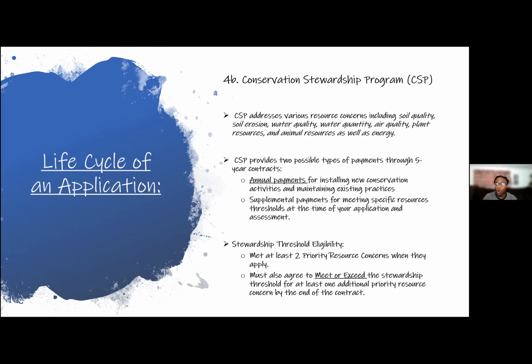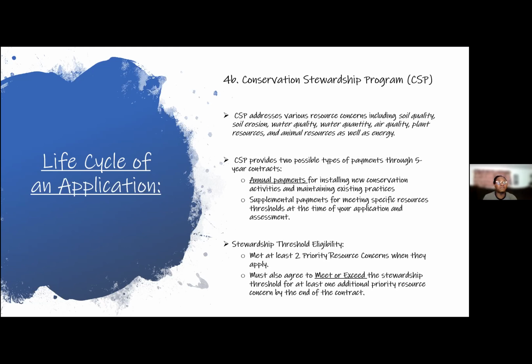So it could be soil quality, erosion, water quality, air quality, your plant resources, wildlife resources or livestock resources, energy. It could cover, I think, about 11 or 12 resource concerns established or recognized by NRCS. So CSP provides two possible ways of payment through a 5-year contract. First being annual payments. Annual payments are your payments for having your property in this program, essentially.